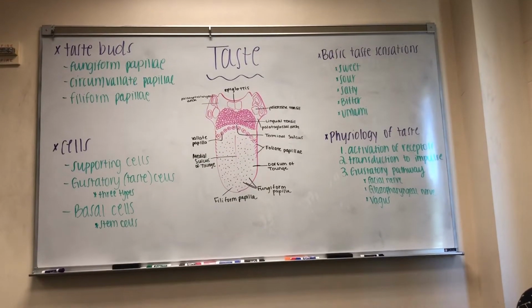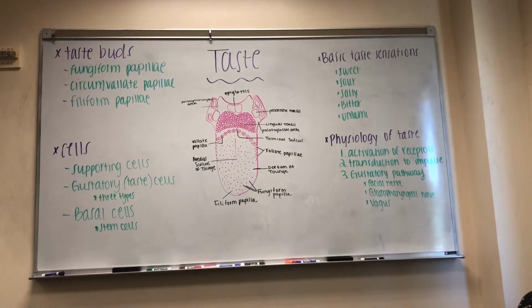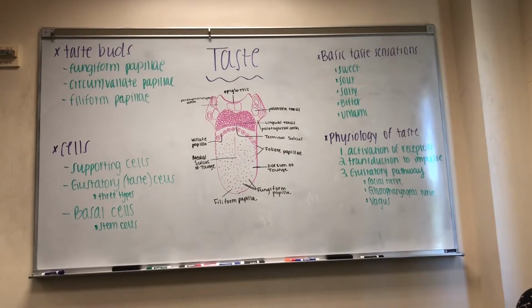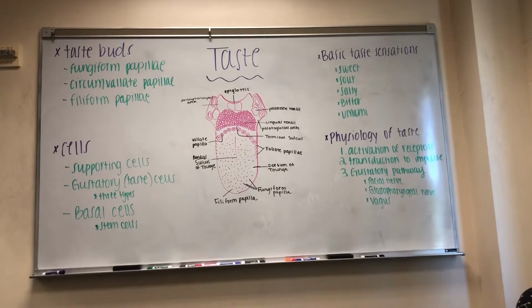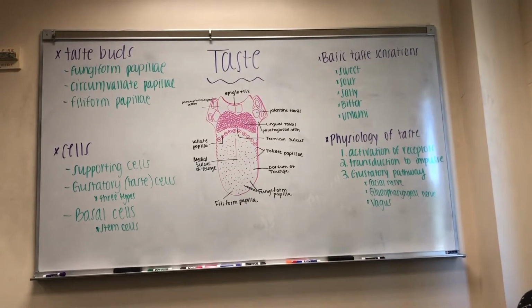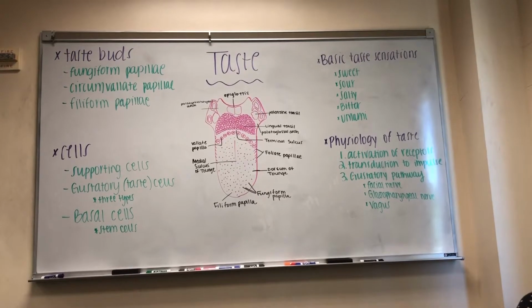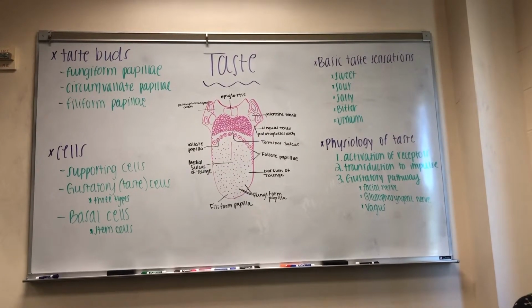Transduction to impulse. There are 3 different mechanisms that underlie how we taste. Salty is due to a sodium influx through sodium channels. Bitter, sweet, and umami share a common mechanism, but each occurs in a different cell.